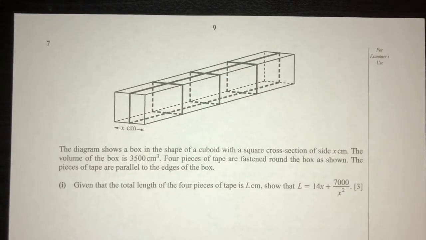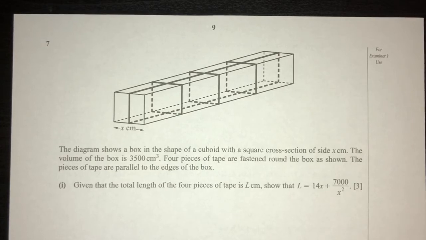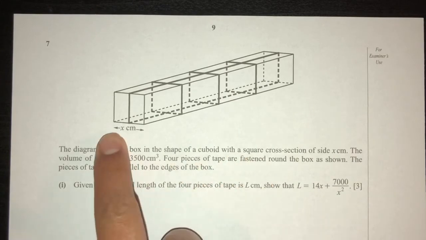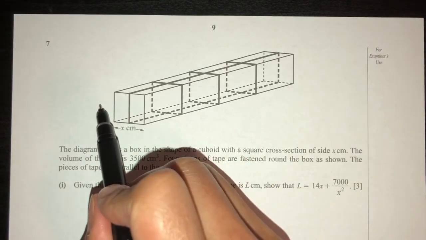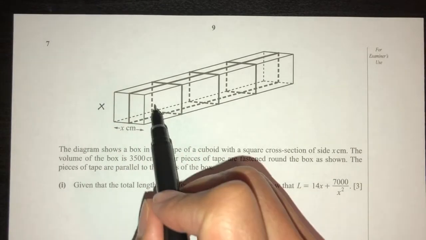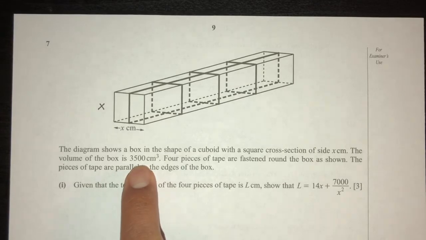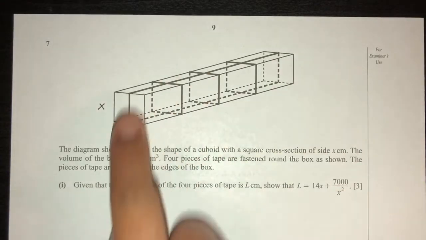Now let's move on to question number 7. Okay, let's see what we have here. So the diagram shows a box in the shape of a cuboid. Okay, now with a square cross section, if this is x, this is also x, x and x, because it is a square, right? Now the volume of the box is this much. That's the volume of the box. So of the whole box is this much.